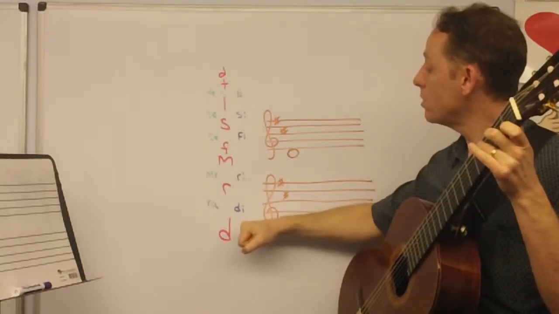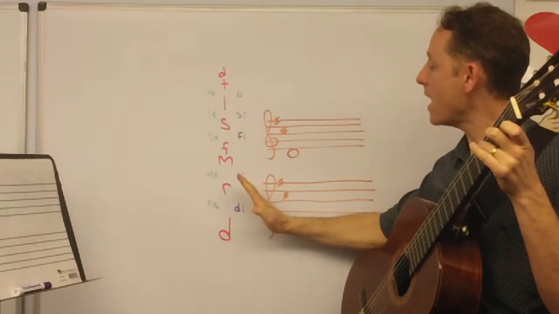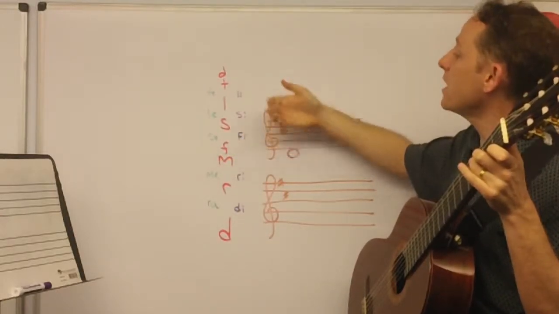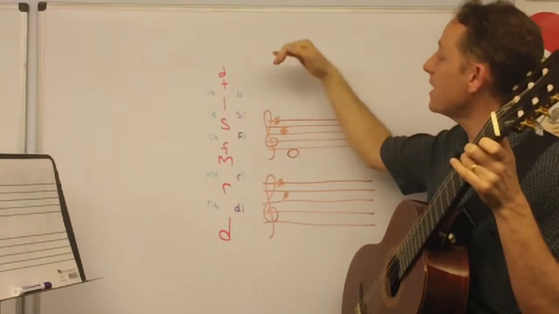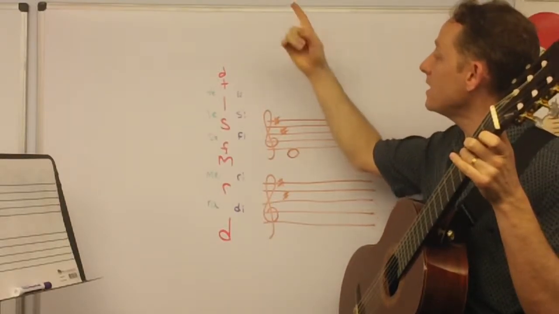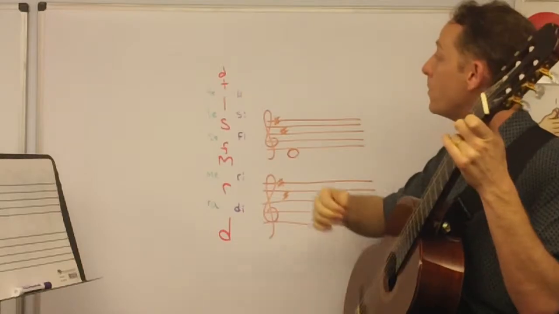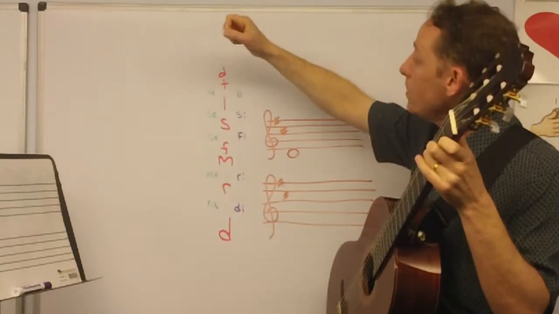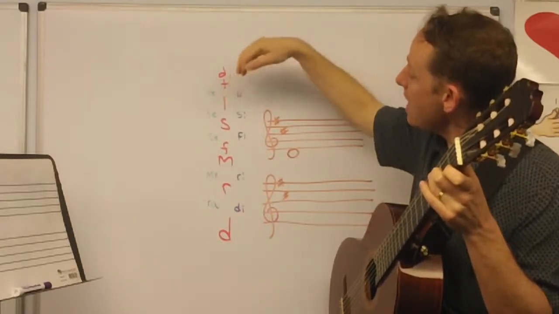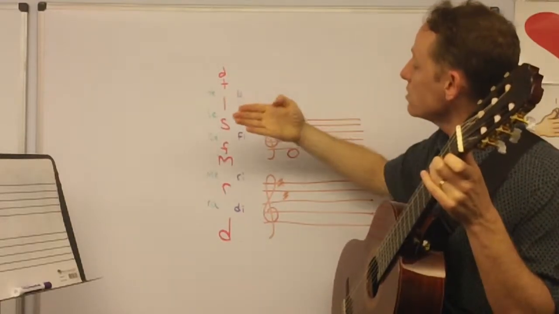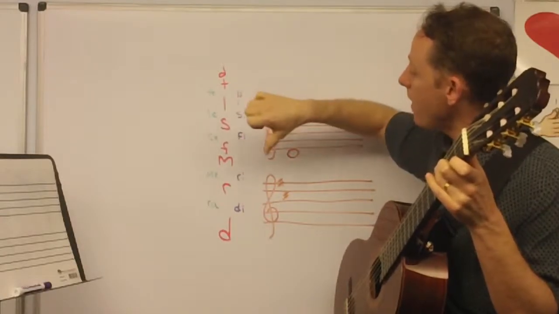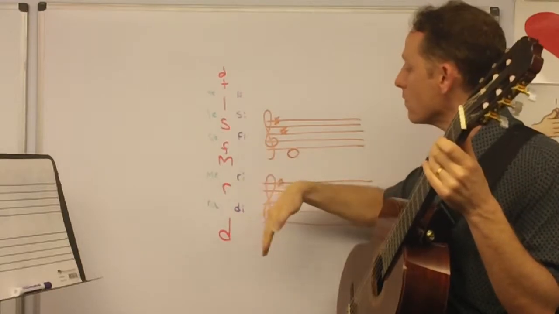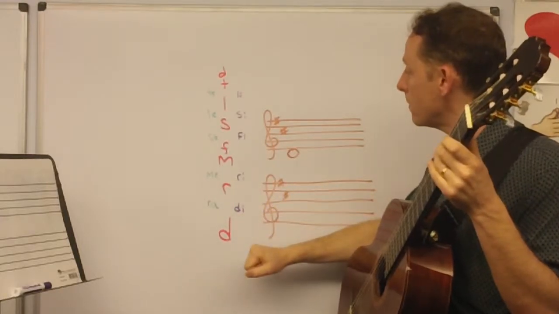Ready, go. Do, di, re, ri, mi, fa, fi, so, si, la, li, ti, do. And going down on the flat side. Do, ti, te, la, le, so, se, fa, mi, me, re, ra, do.